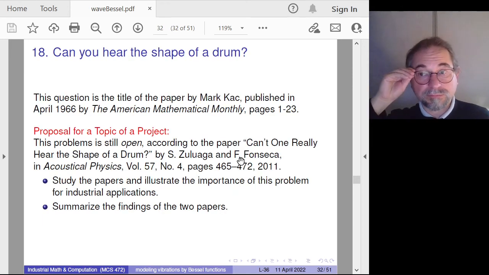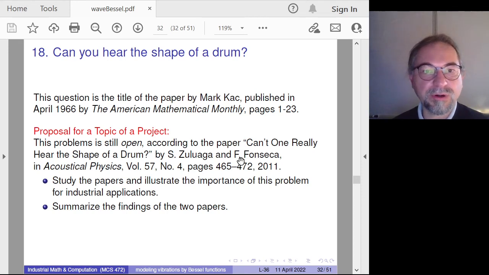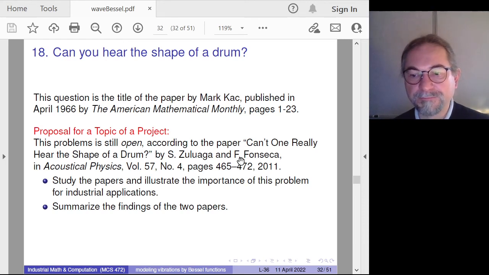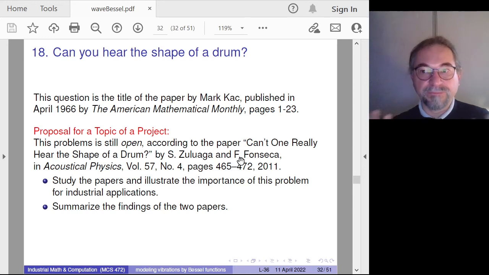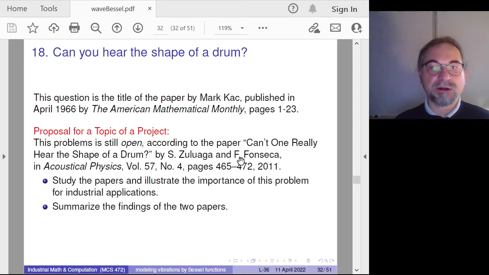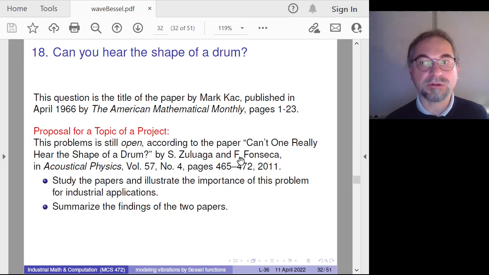Okay, can you hear the shape of a drum? So that was a title for a paper published in the American Mathematical Monthly. So the purpose of this lecture, and of actually our entire course, is that you would have access to the literature. The American Mathematical Monthly is published by the Mathematical Association of America, with a heavy focus on education. Its articles are meant to be readable for a very broad audience of mathematicians, and one would say everybody who is mathematically literate, which is everybody in this course here.